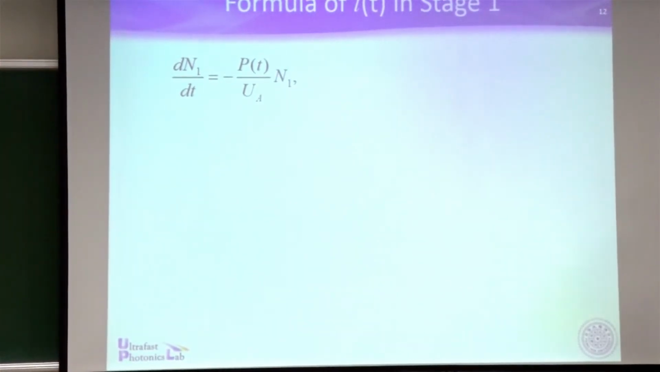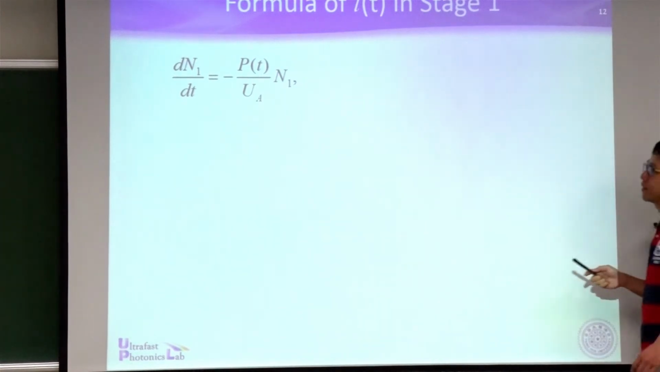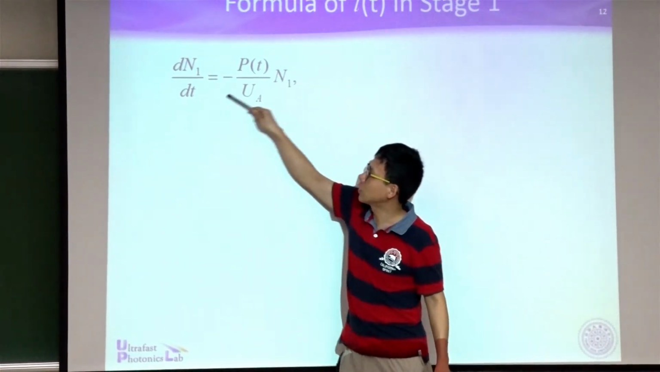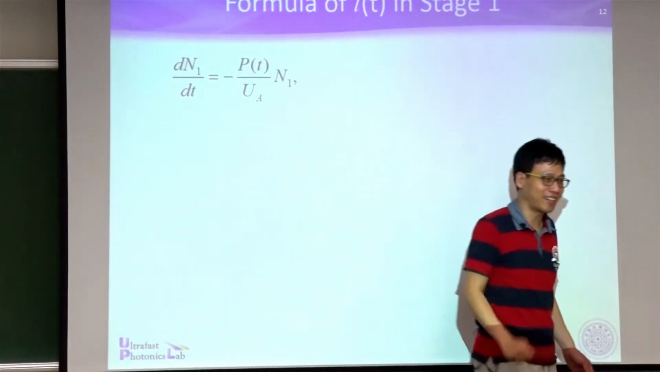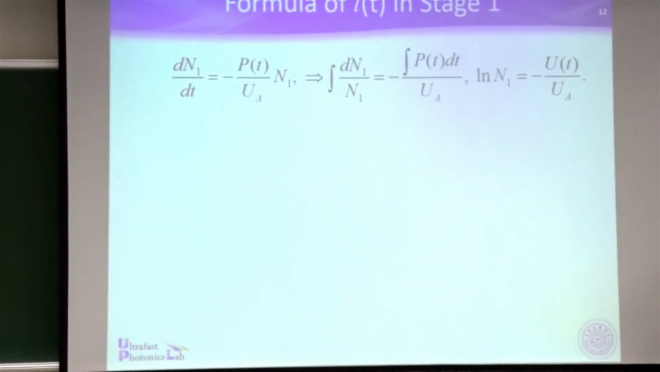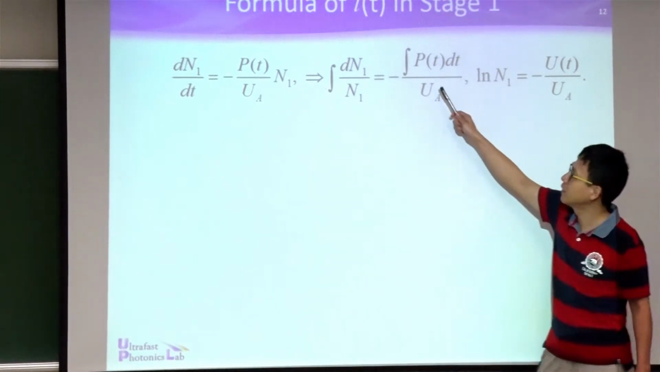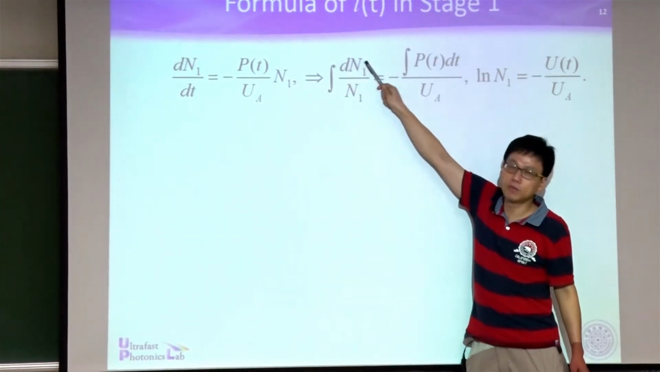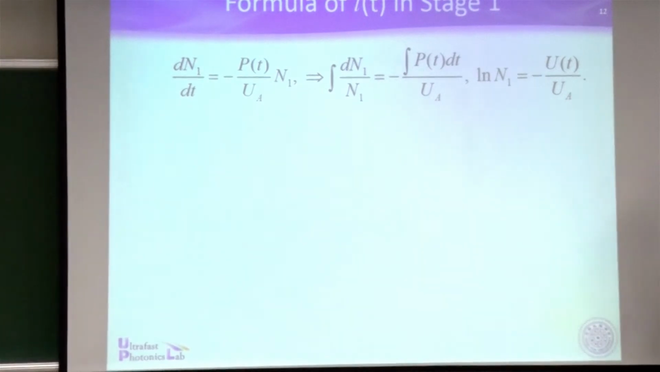So it's defined as absorption saturation energy, not saturation power, but saturation energy. Okay, then how to get the analytic solution? This is the simplified differential equation. Can you solve it analytically? It's not that difficult. You can just rearrange: N1 to here, dt to here. Then integrate both sides of the equality. What is the integration of this one? It's a natural logarithm function, right? You have studied it in calculus.